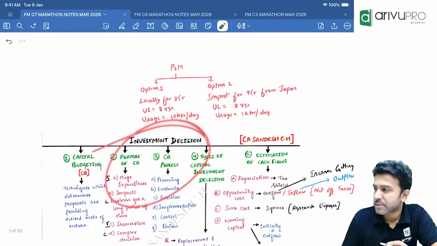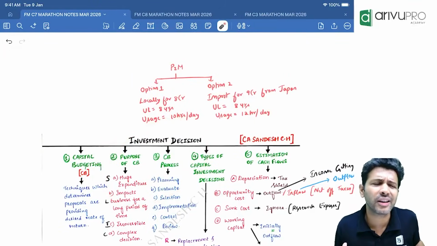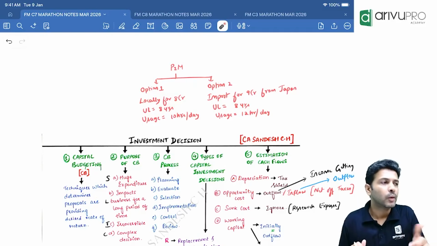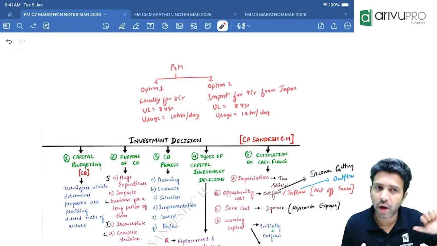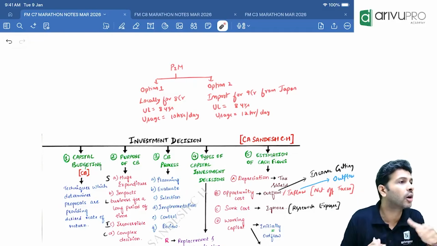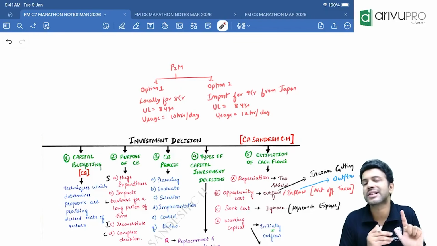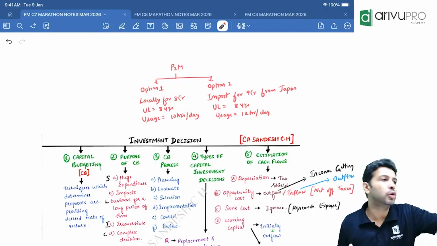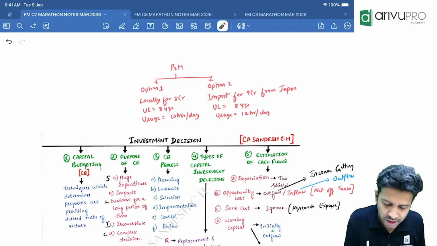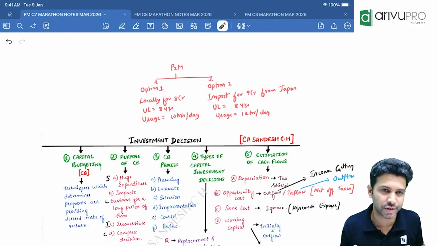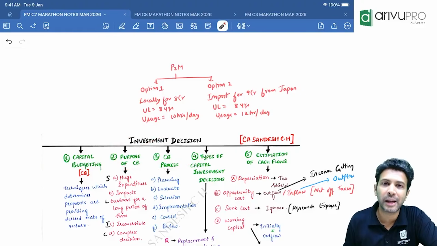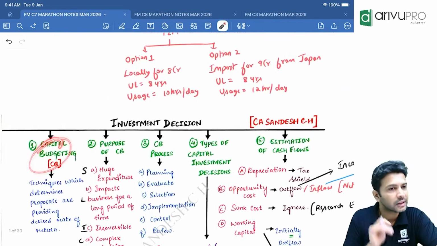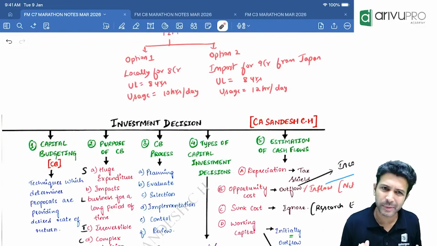Investment decision: the whole idea is that we'll have to take a few decisions here, like whether to buy a new machinery or not, whether to buy a new fixed asset or not, or if you already have a fixed asset, should we replace it with a new asset? Should we take up a new project or not? All these decisions come under the scope of investment decision. Investment decisions we take with the help of a particular technique. That technique is capital budgeting.